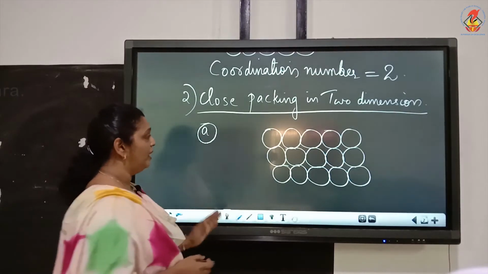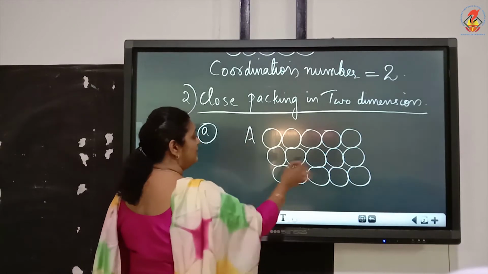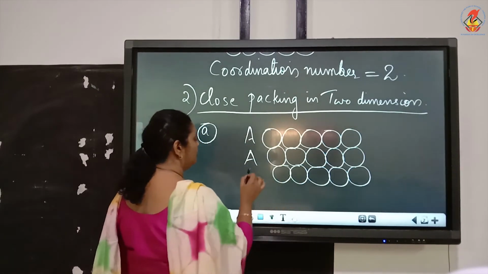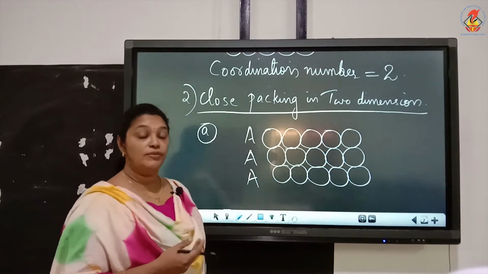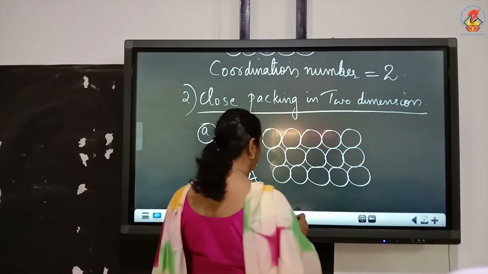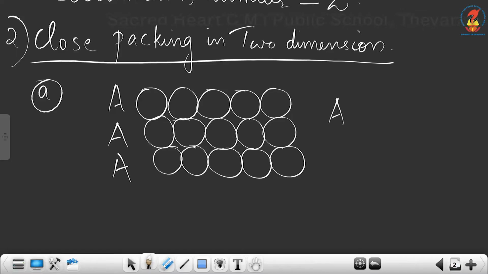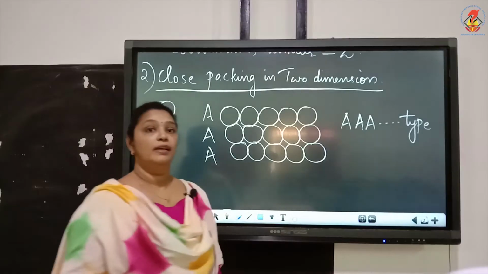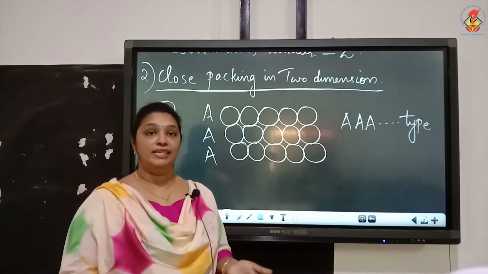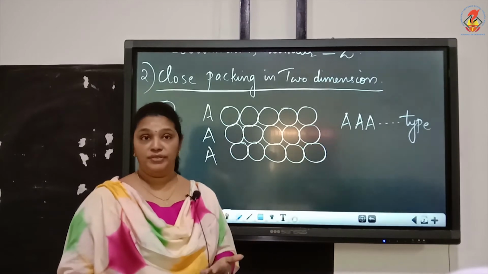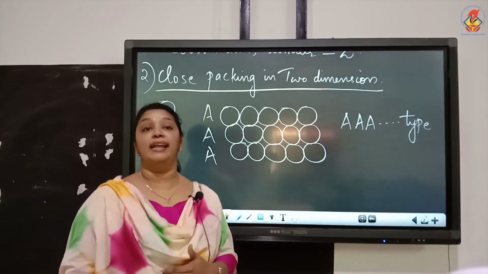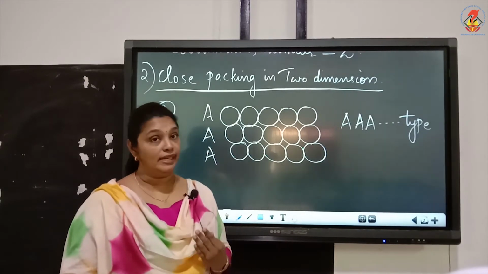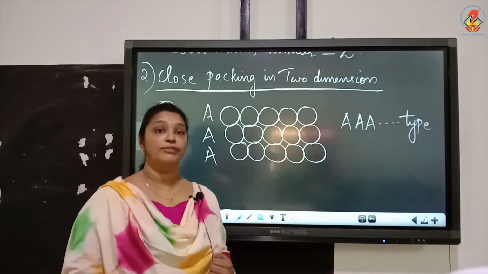Now, you can call the first row as A type, the second row can also be called as A type, the third row can also be called as A type, 4, 5, 6, all the rows can be called as A type. So, we can call this type of close packing as AAA type of close packing. So, this is one method of placing the rows of spheres in 2 dimension, that is keeping the other rows exactly in alignment with the first row, and we get the AAA type of arrangement.